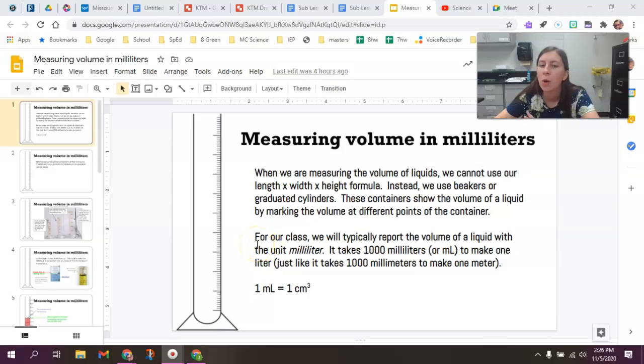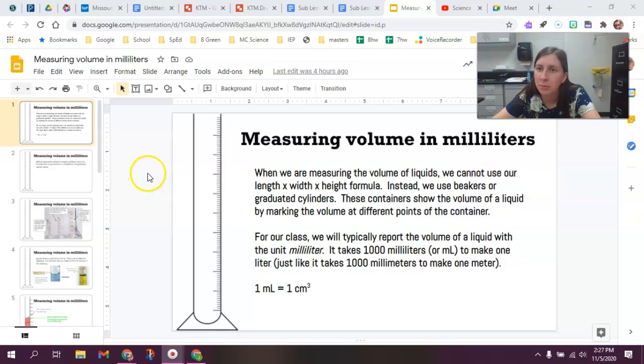Just like we have 1,000 millimeters to make 1 meter, we have 1,000 milliliters to make 1 liter. You may not be super familiar with a liter, but if you went to the store and you got a giant bottle of soda, that would be called a 2-liter. That's because there are 2 liters of liquid in that container. So that's 2 liters. 1 liter would be about half of that. And then we divide that 1 liter into 1,000 different pieces or different units, and that makes a milliliter.